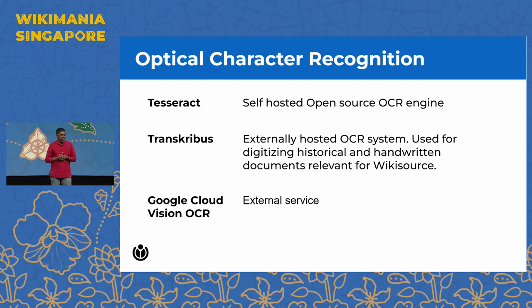Plus, we are using Transkribus, another externally hosted system. We are using it for historic documents, handwritten on palm leaves and other sources which are not printed. So we use Transkribus as well. We are also using Google Cloud Vision OCR for the same purpose.